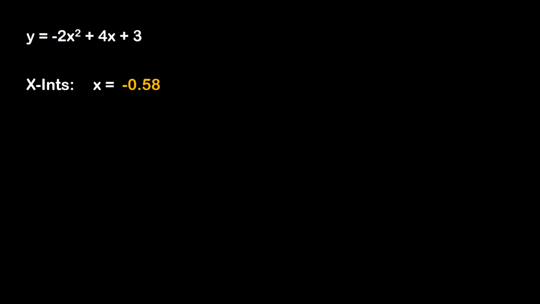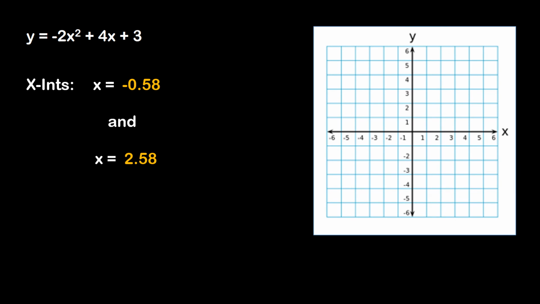We can then plot both of those points onto the graph. The first intercept is negative 0.58, 0, and the second intercept is 2.58, 0. Once you have those, you can determine the vertex by finding the midpoint and plugging that value in. If you do that, you will find that the vertex is given by (1, 5), and then you can connect the points to form a parabola.